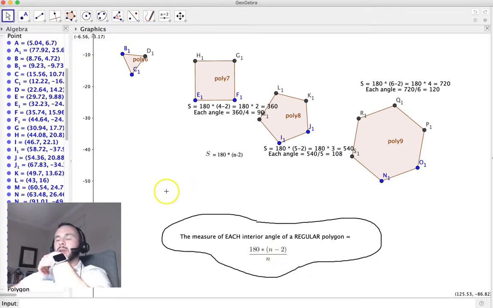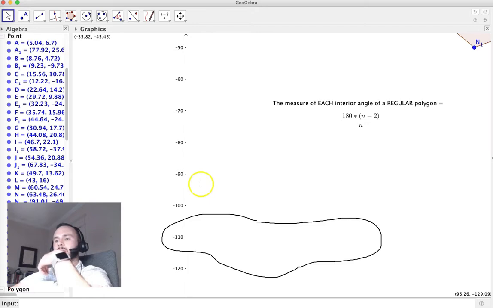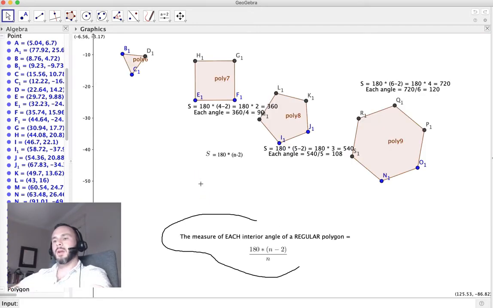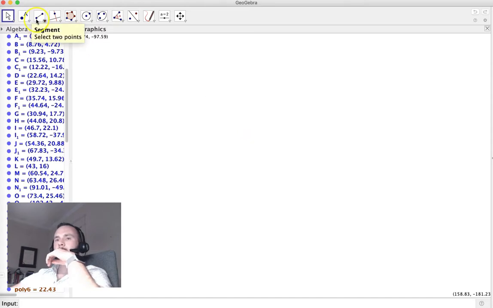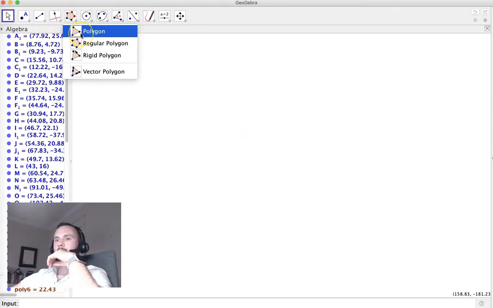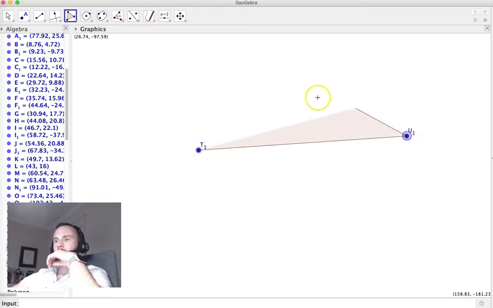Now the next thing we need to look at is these exterior angles. So let's talk about what an exterior angle looks like in a triangle. Let's just make a triangle here. Okay, we have some triangle.